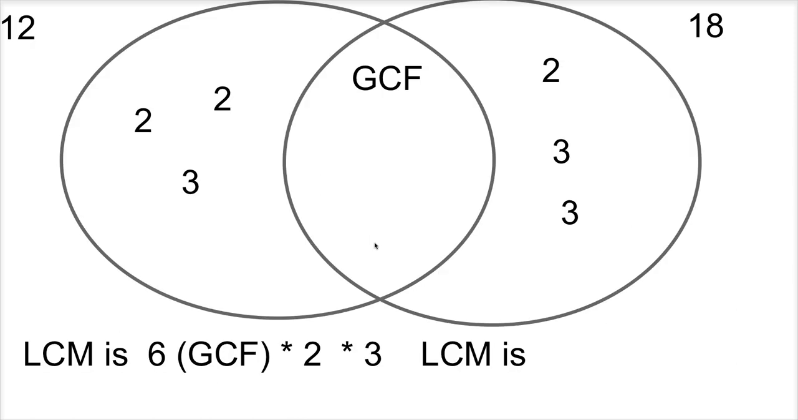So now let's take a look at using a Venn diagram to find both the greatest common factor and the least common multiple of 12 and 18. Well, first, I've prime factored 12. 2 times 2 times 3 are the prime factors of 12. 2 times 3 are the prime factors of 18. So I'm going to look to see where there are factors that are common to both that I can put in my central area for my greatest common factor. And I see that they each share a 2. And they each share a 3.